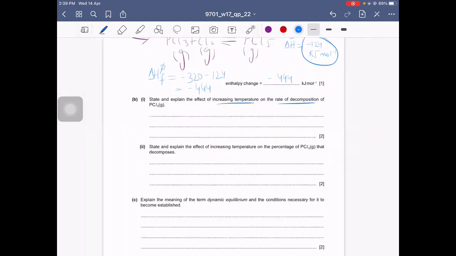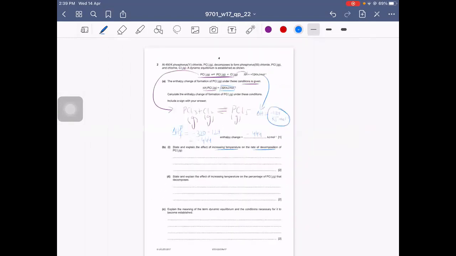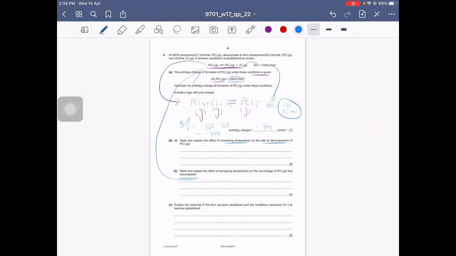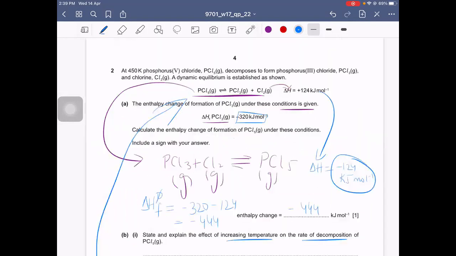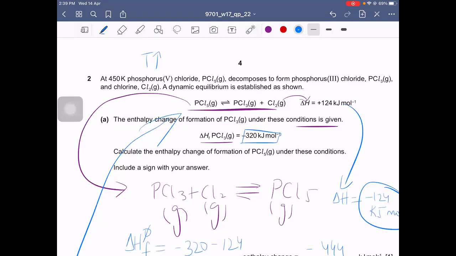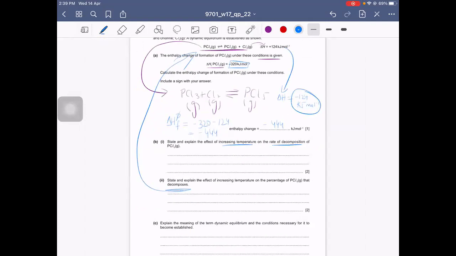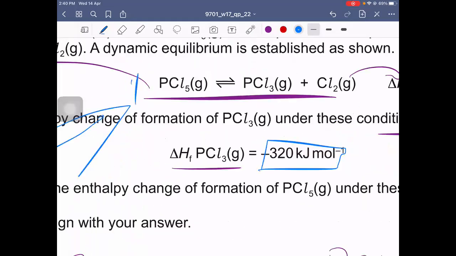Next part, they ask you to state and explain the effect of increasing temperature on the percentage of PCl5 that decomposes. Decomposes meaning to say he is talking about this reaction. It is an endothermic reaction. So if I increase the temperature, okay, then your forward reaction is endothermic. So they are asking you percentage decomposition, meaning the reaction is triggered and going forward, meaning PCl5 is decomposing more.